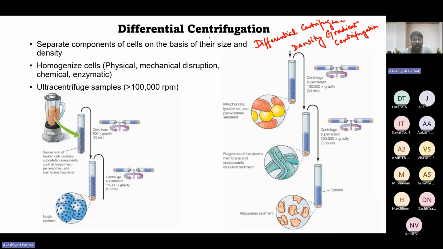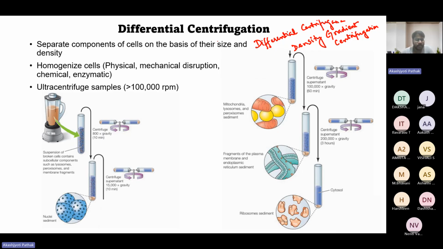So basically, differential centrifugation is what? If you want to separate the different components of the cell based on their sedimentation rate. Different components of the cell, like all the organelles that we studied just now: nucleus, mitochondria, ribosomes, lysosome, endoplasmic reticulum. All these have a particular density and a particular sedimentation rate, and the size of one is larger compared to the other.